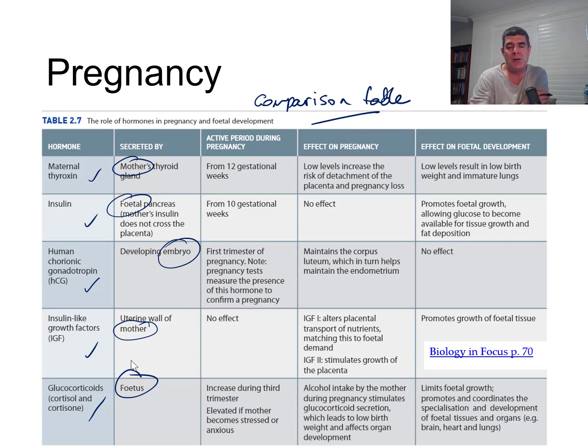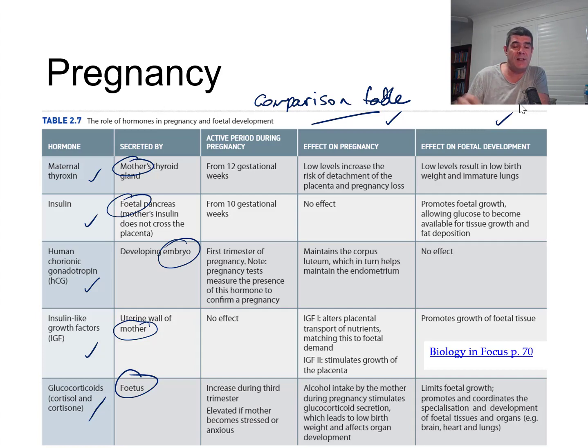The active period during pregnancy is probably useful, but I think in terms of the table, we don't necessarily need it. What's more important is the effect, I guess, the effect on the mother and the effect on the baby. So these are the two things that are most important parts of this table. So when this hormone is released into the bloodstream, what's it doing in the mother's body? What's it doing in the body of the fetus?